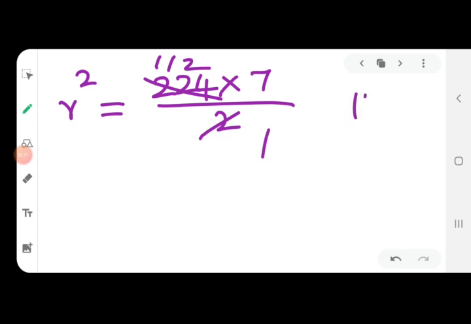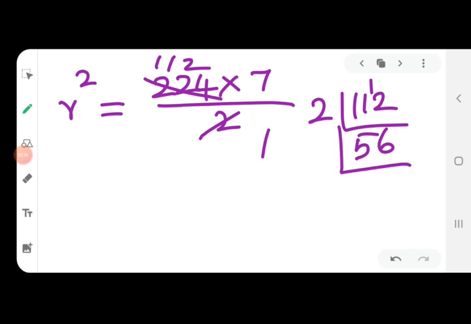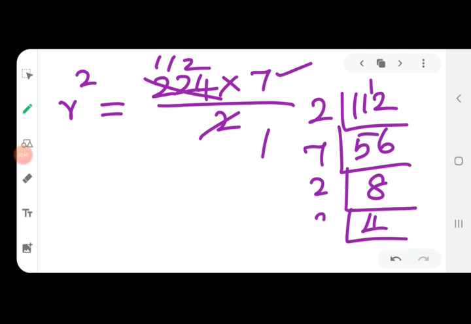So we have to find the prime factorization. How to find it? Very simple. We take prime numbers to divide. 112 is an even number, so we can choose 2 first. 5 2s are 10, remaining 1, 6 2s are 12. Now we have to take 7, because here already one 7 is there. 8 7s are 56. Now we divide 8 by 2. 4 2s are 8, again 2, 2 2s are 2, and we finally get 1.